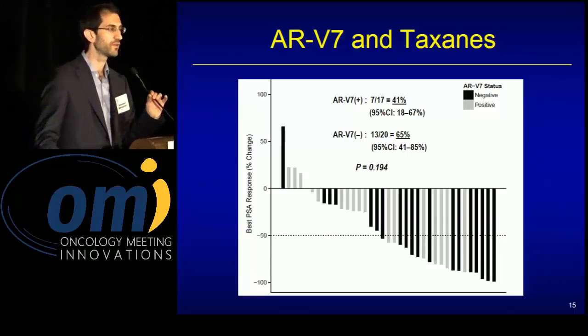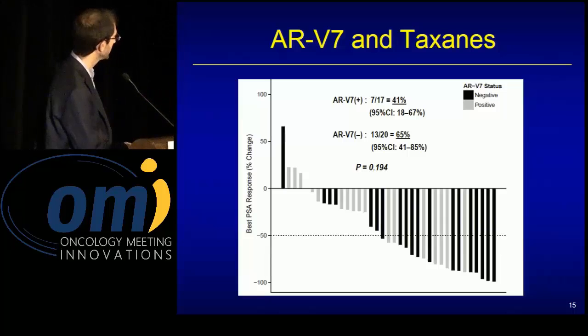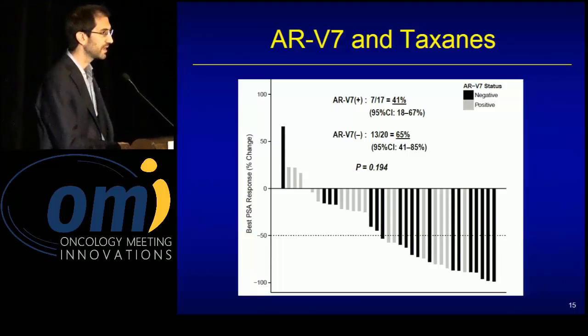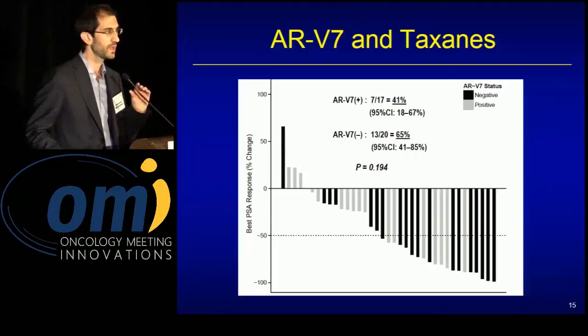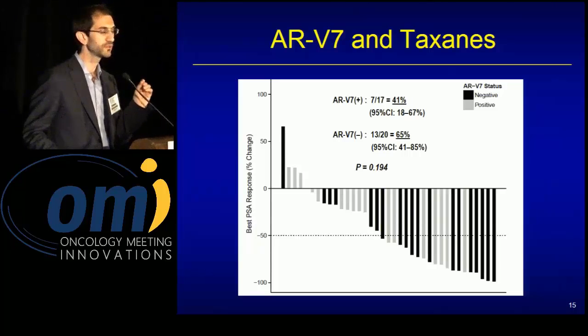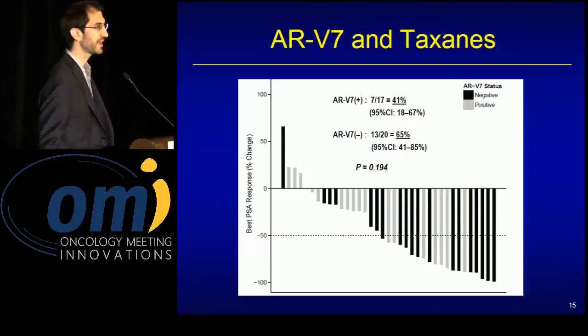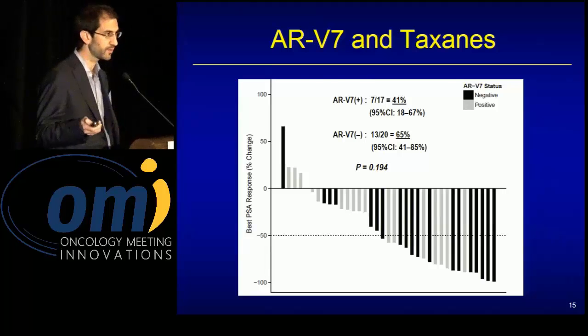responses. Now, if you actually go into the weeds and look at the percentages, the chance of responding by PSA in the AR-V7 positive patients was 41%, and in the AR-V7 negative patients was 65%. So yes, the chance of responding to the taxane in the AR-V7 negative setting was a little bit higher, but in the positive patients, it was not so close to zero. It was fairly robust, 41%.